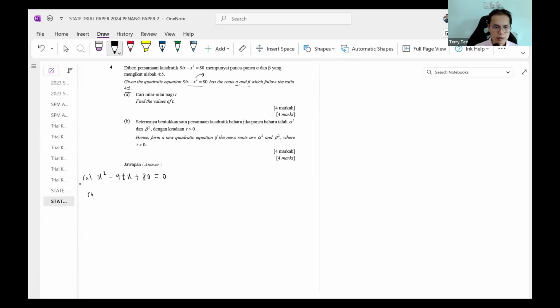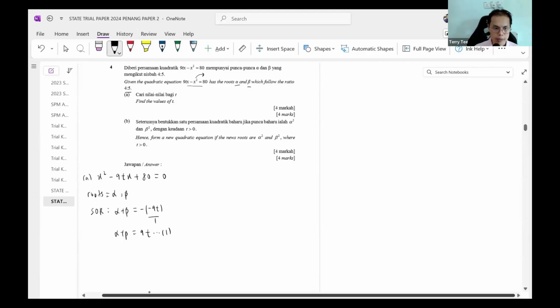The roots are alpha and beta. Let me write here, alpha, beta. So we can do our sum of roots, SOR. Alpha plus beta is negative b over a. Your a is 1. Your b is negative 9t. So alpha plus beta is 9t. You can call this equation number 1.